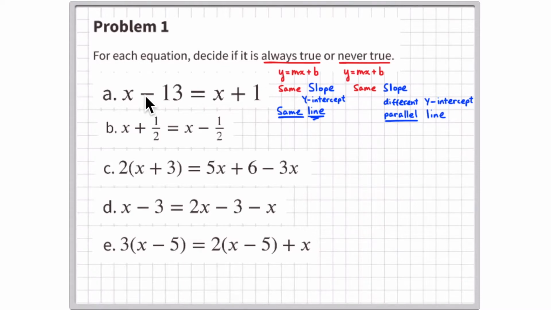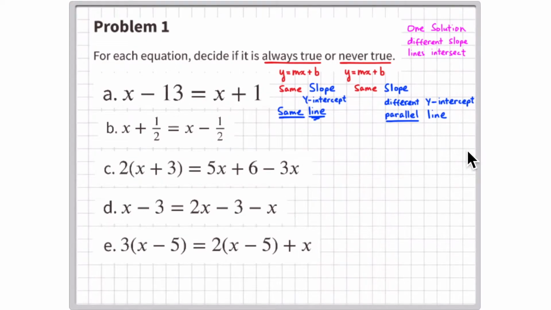So in this activity, all of these problems, A through D, both sides will have the same slope, the same coefficient of x on both sides, because either they're the same line, which has the same slope, or they are parallel lines, which also have the same slope, but a different y-intercept. The third possibility is that there's only one solution for the equation, and so that would be lines with different slopes that intersect, and that doesn't happen in this problem. So this problem is only always true or never true.